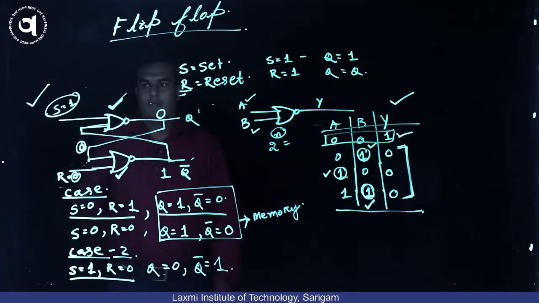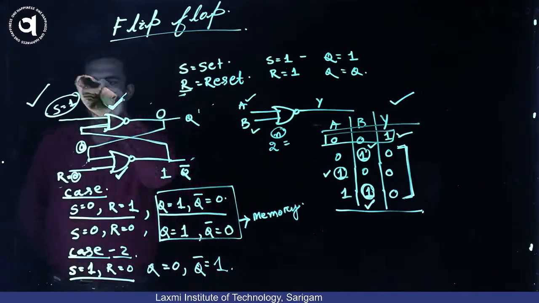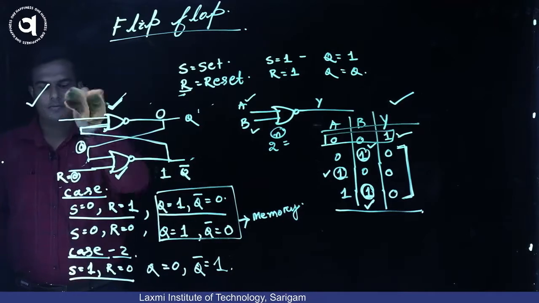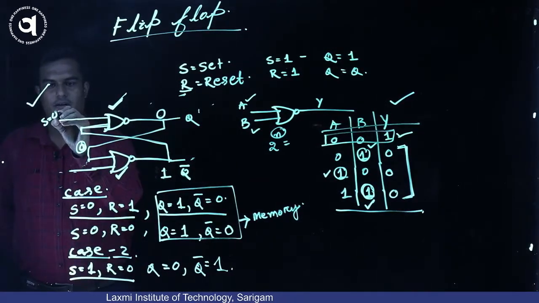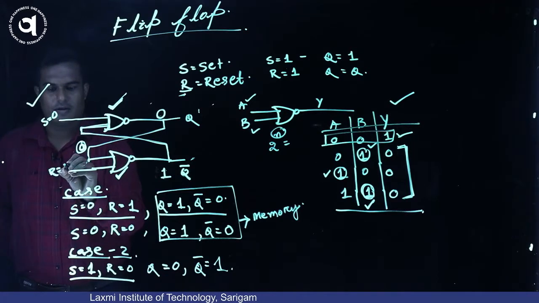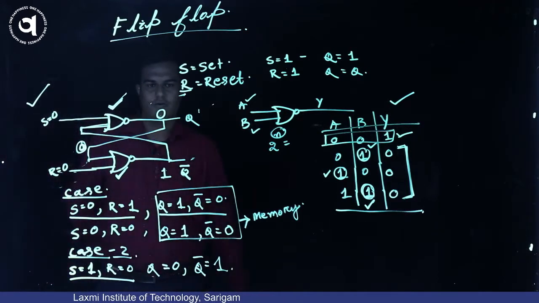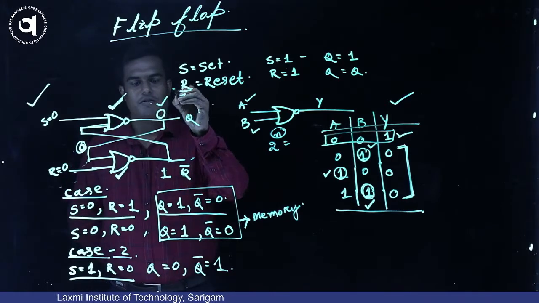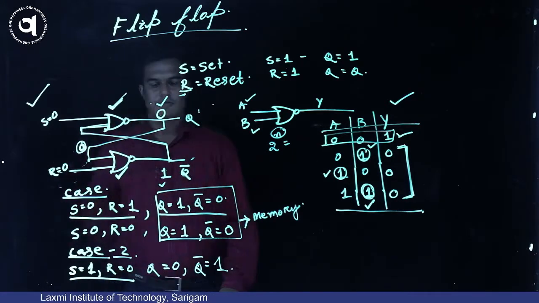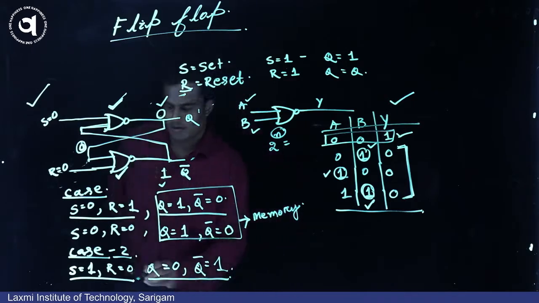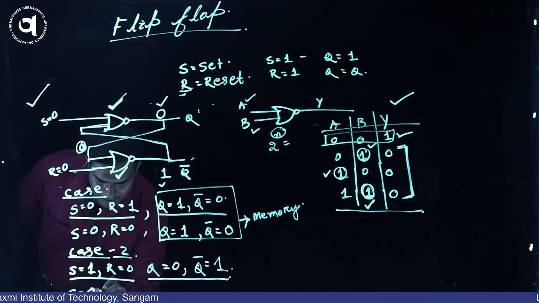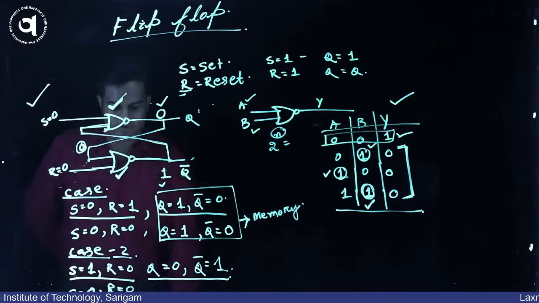Now let me remove the inputs S equals 1 and R equals 0. Since I removed the inputs, I can say the inputs are 0 only. S is equal to 0 and R equals 0. And our previous output is Q equal to 0 and Q bar equal to 1. This is the previous value. Now S equals 0 and R equals 0. Both the inputs are 0.